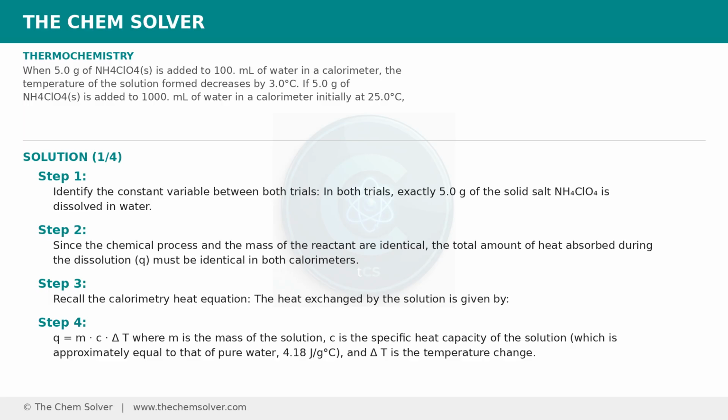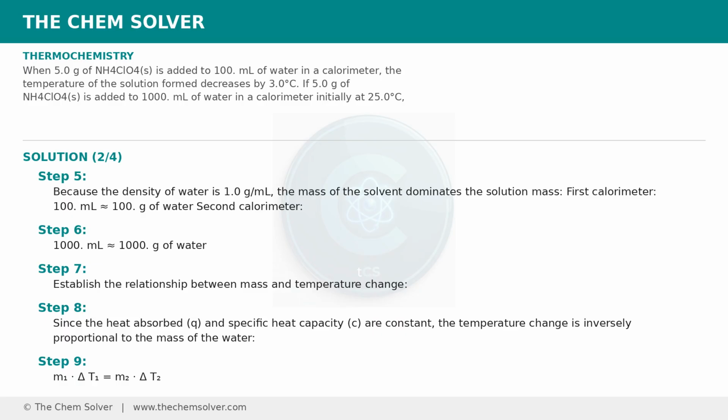Recall the calorimetry heat equation. The heat exchanged by the solution is given by Q equals m times C times delta T, where m is the mass of the solution. C is the specific heat capacity of the solution, which is approximately equal to that of pure water, 4.18 J/g degrees Celsius, and delta T is the temperature change.